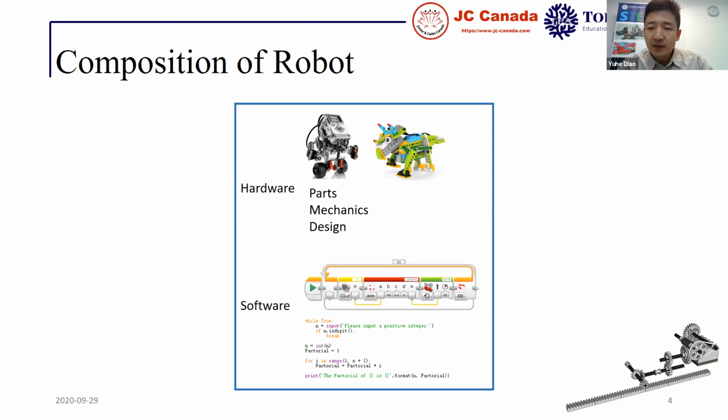And we also have different kinds of software. For example, the first one is a block-based software, right? This software is an EV3 software, Lego EV3 program.